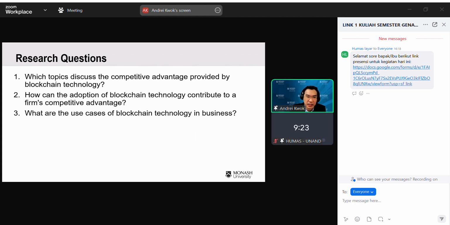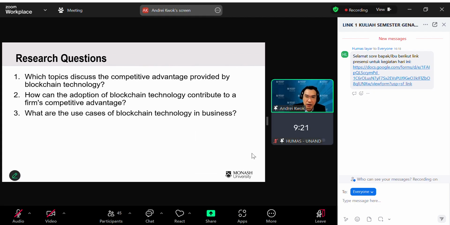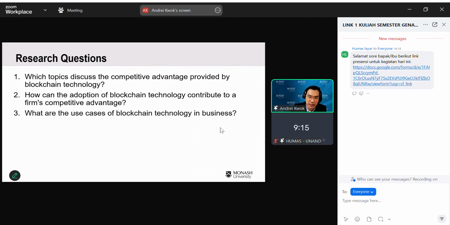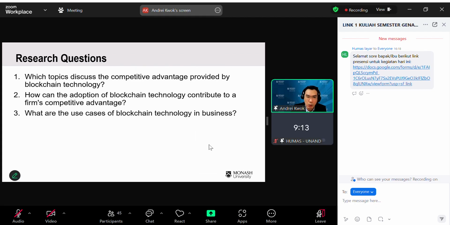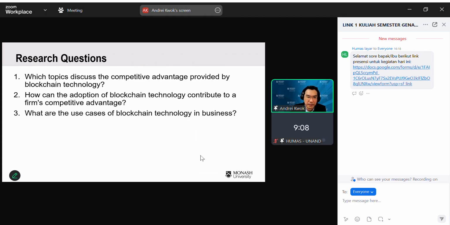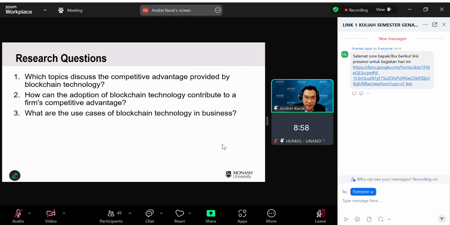So the first one is, which topics discuss the competitive advantage provided by blockchain technology? So we need to understand all the research that's available, that's been published, what have they looked into regarding this topic, and how can the adoption of blockchain technology contribute to a firm's competitive advantage? And finally, what are the use cases of blockchain technology in business?